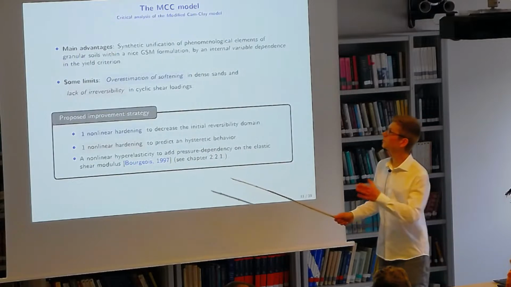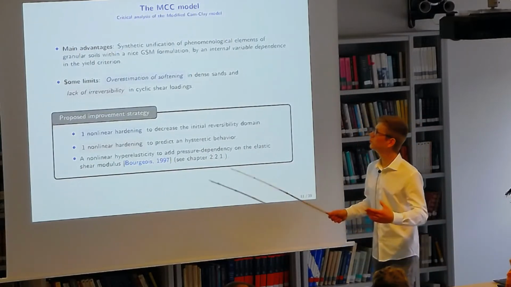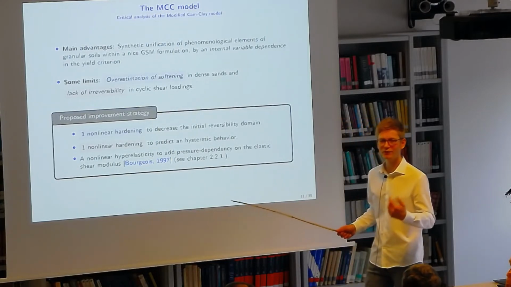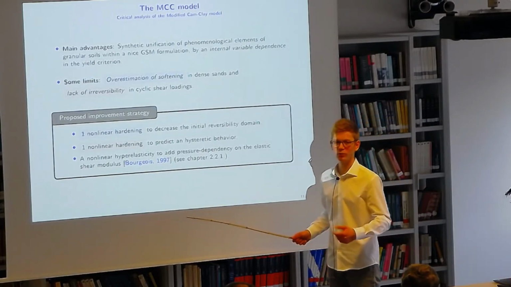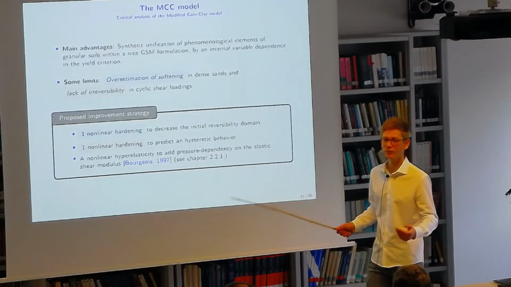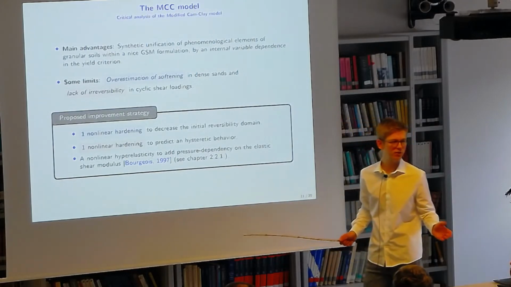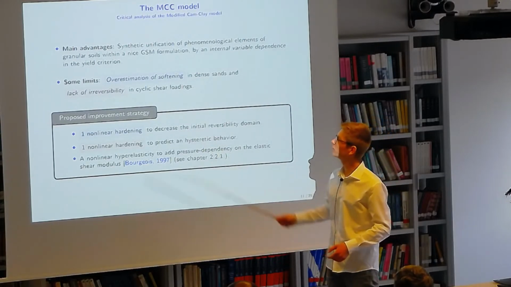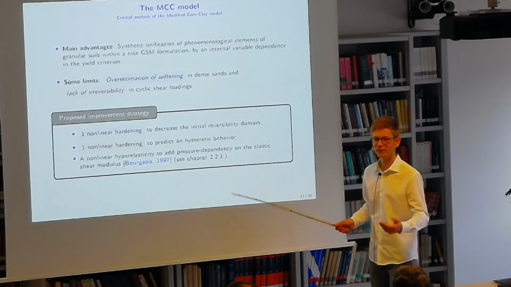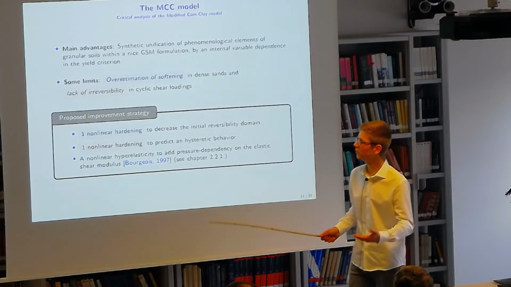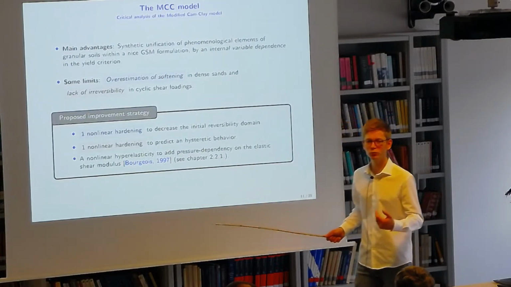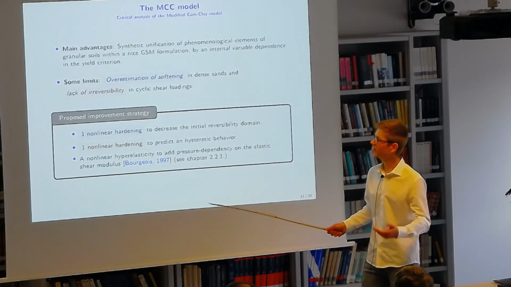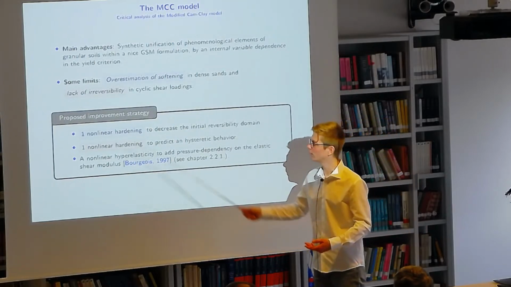So, in brief, this model, the MCC, has the benefit of unifying, in a quite synthetic formulation, phenomenological aspects of granular soils, dilatancy, positive hardening, and softening, within a formulation which is consistent with the GSM by the help of a state dependency in the dissipation potential, or equivalently in the yield criterion. However, the two previous limits, the overestimation of softening and the lack of irreversibility representing hysteretic behavior, led us to consider an extension of the model with the help of two nonlinear hardening mechanisms. Our originality, which is going to be presented, lies in the fact that we never left out the assumption of the normality rule by this extension.